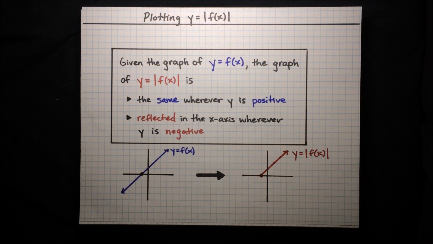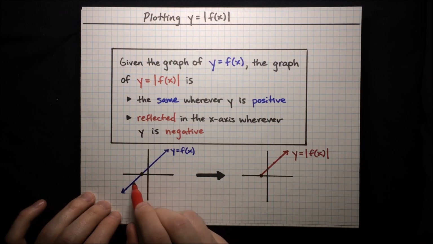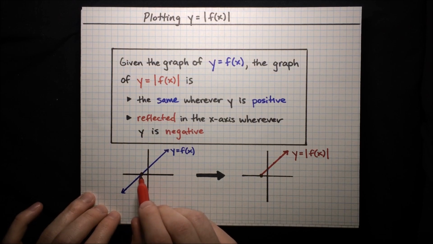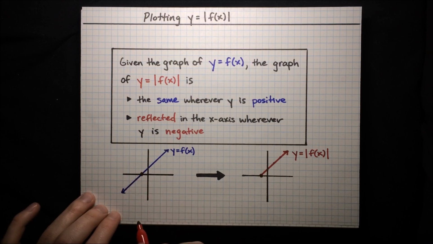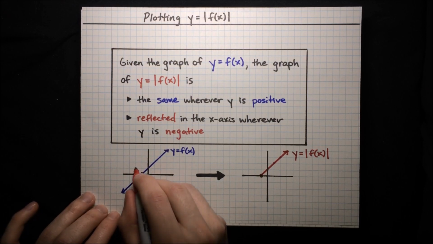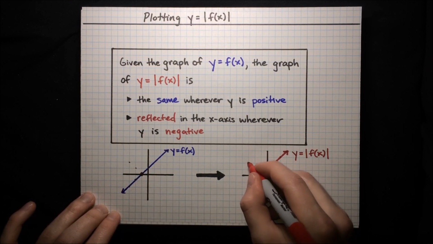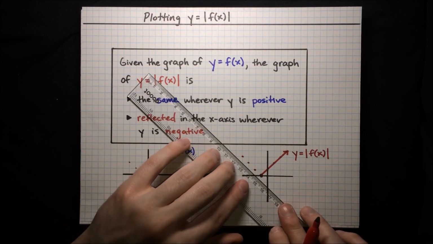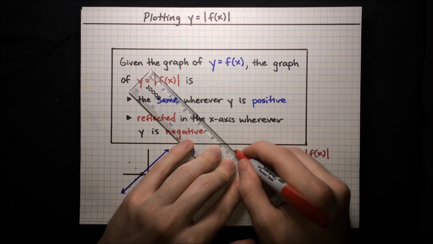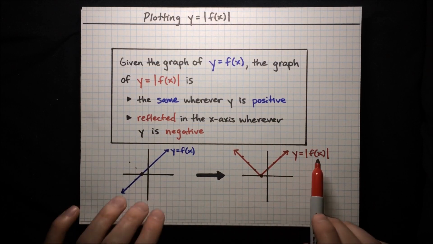Okay, and now how about what happens to the left of that point? Well, to the left of that point, the y values are negative. So because y is negative, all this graph to the left of the point gets reflected in the x-axis. So instead of below the x-axis, now it goes above the x-axis. So this point here goes to that point there, this point here goes to that point there, and so on. So that's these points here. And we can connect those with our straight edge also. Line it up and draw. And there we go. So that's our graph of y equals the absolute value of f of x.